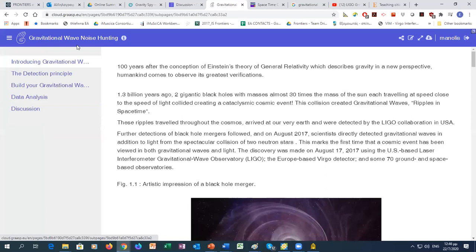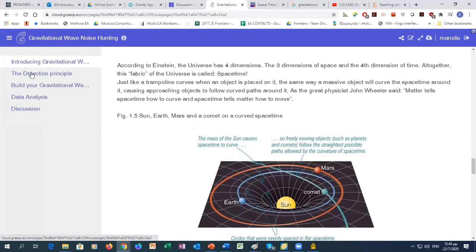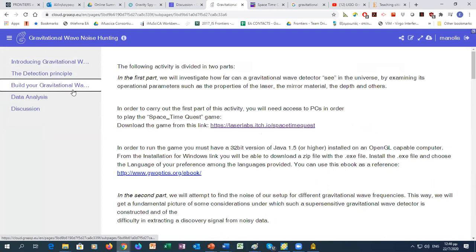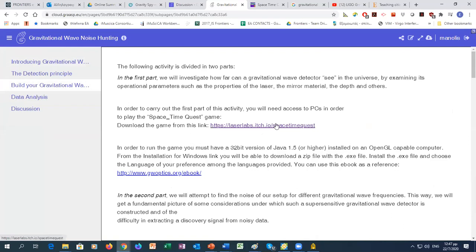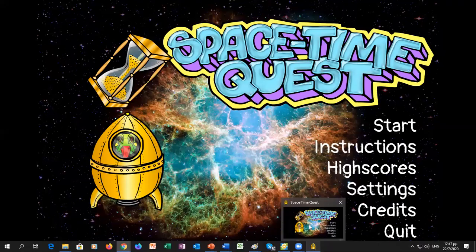I will not go through all the things because the first part is an introduction, which you have heard already. The second part is the detection principle, which you have heard. I will go precisely to the hands-on activity, which is to build a gravitational wave detector, a virtual one, ourselves. The link to download this app is in this scenario. Again, all the links and presentations will be on the Indico page.